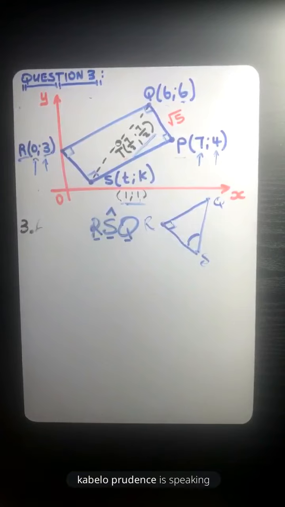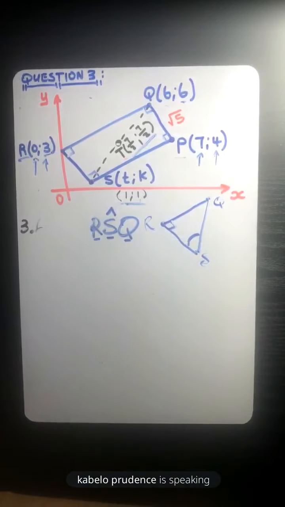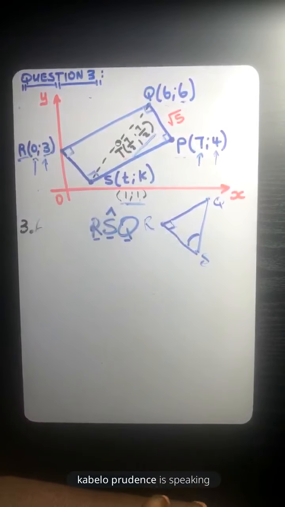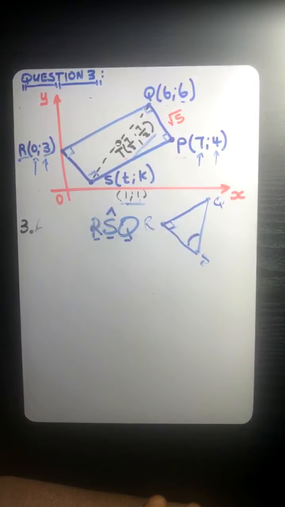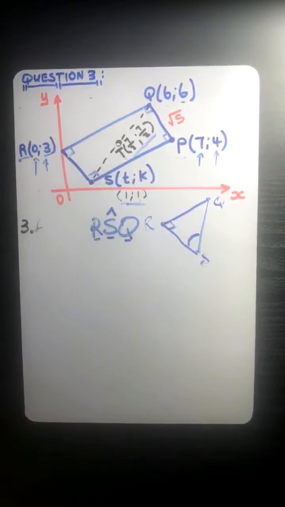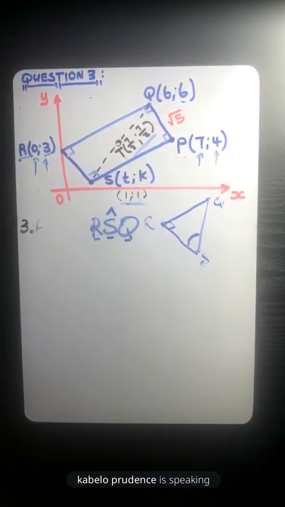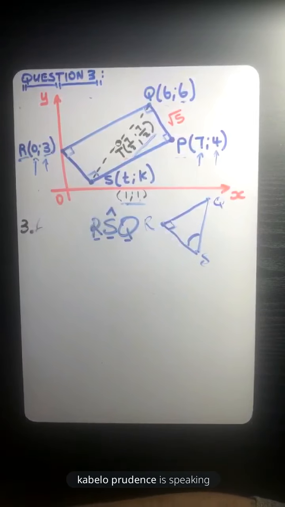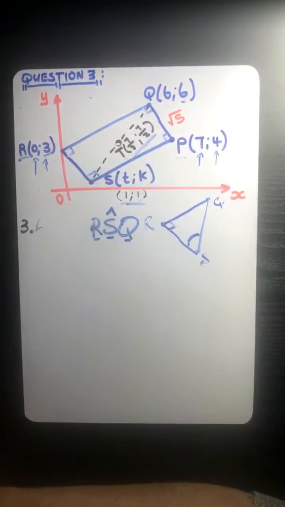Sir, I think we can use the answer we got from number one, PQ is equal to the square root of 5. Okay, what can we do with that one? Sir, we can use it to calculate for the triangle of S. Okay. Hold on to that thought.